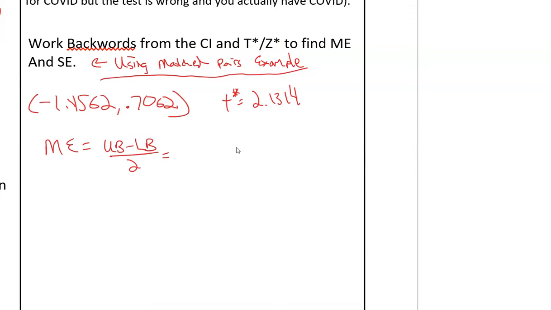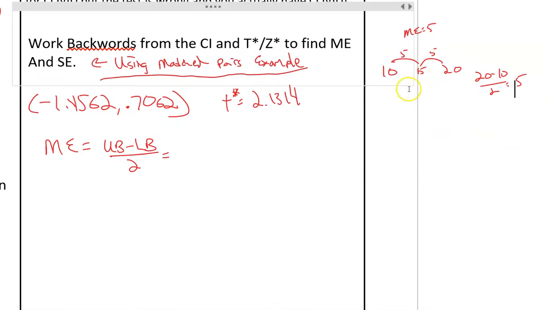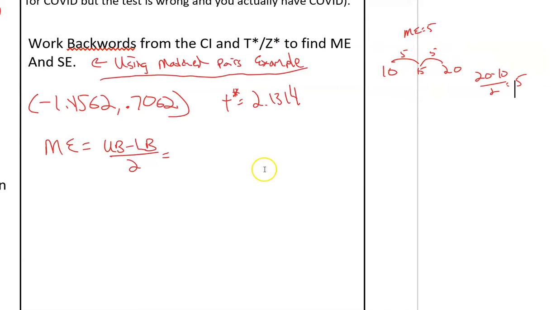Because think about it, if I had two numbers like 10 and 20, the middle would be 15, right? And so what's the margin of error? The margin of error would be 5, 5 in each direction, right? And you could get that by doing 20 minus 10 over 2, which is 5. On that one, it's easy to tell they're 5 apart, but here you'd have to have a formula.